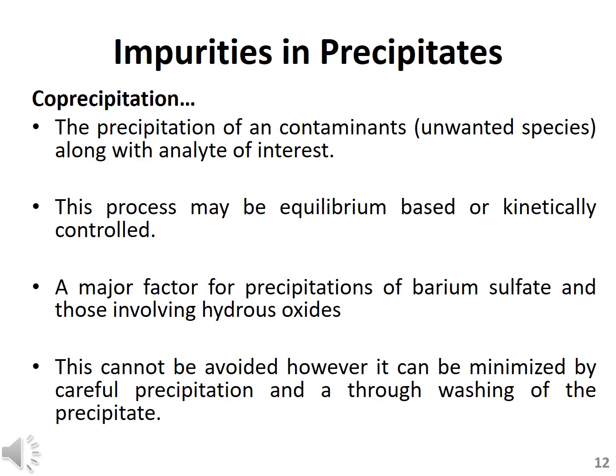So co-precipitation is a very important issue in chemical analysis, especially gravimetric analysis, when we are dealing with the crystals of the targeted analyte. This co-precipitation process cannot be avoided. However, it can be minimized by careful precipitation and thorough washing of the precipitate.